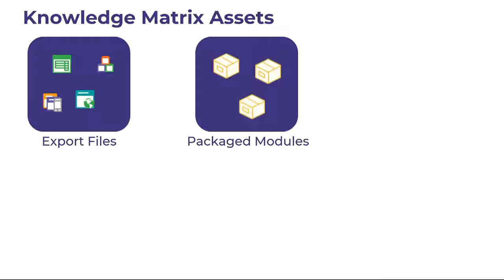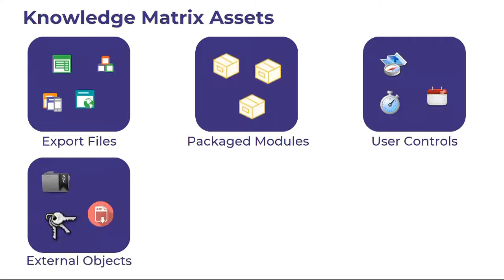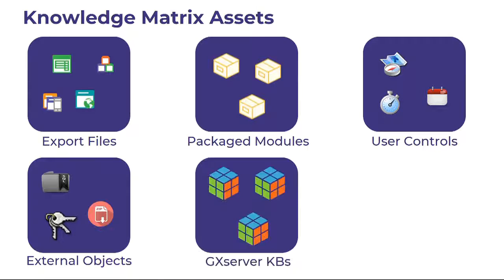In the second place, packaged modules. It could be chatbot or artificial intelligence, to name some from Genexus, but any module that you can design will be available in the matrix if you wish. Then the user controls the eternal objects, that is the object for the interface of Genexus and its implementation, and also complete KBs of GX server.